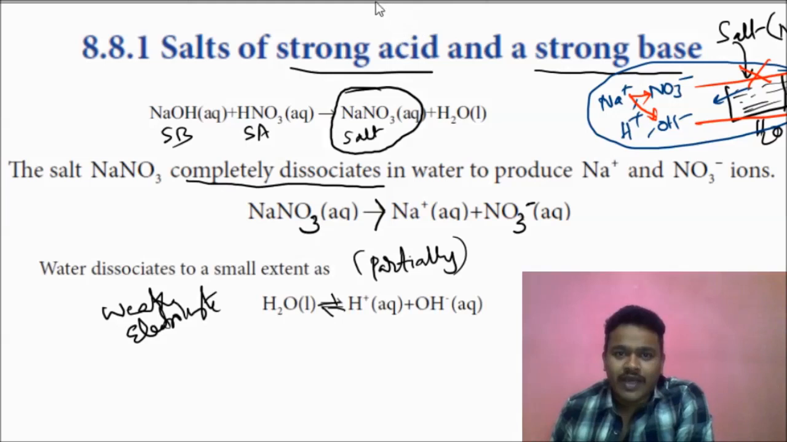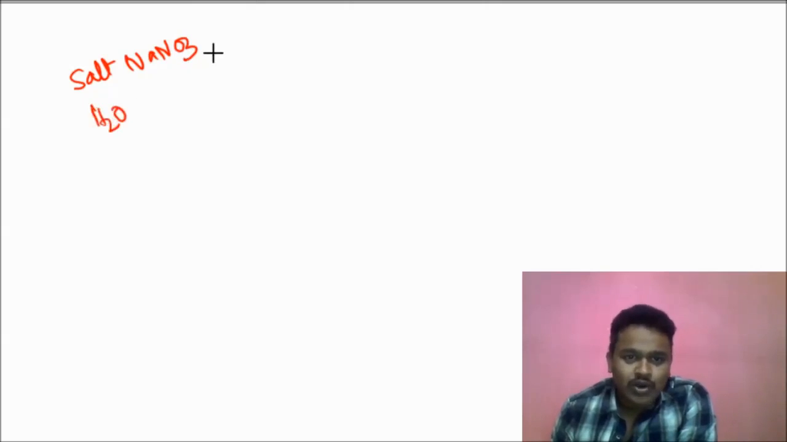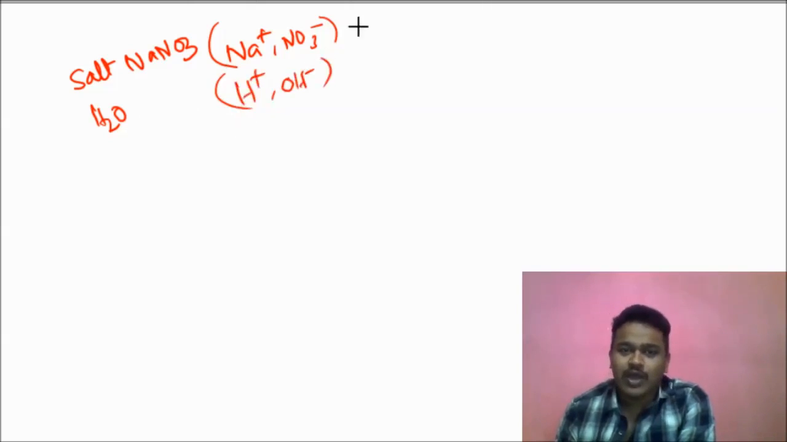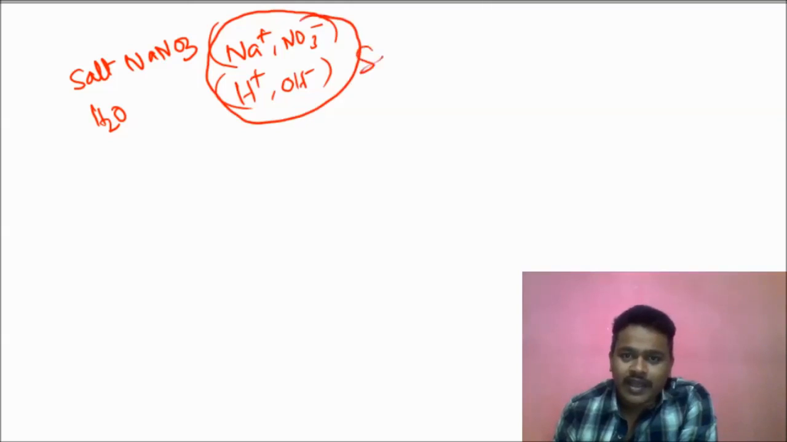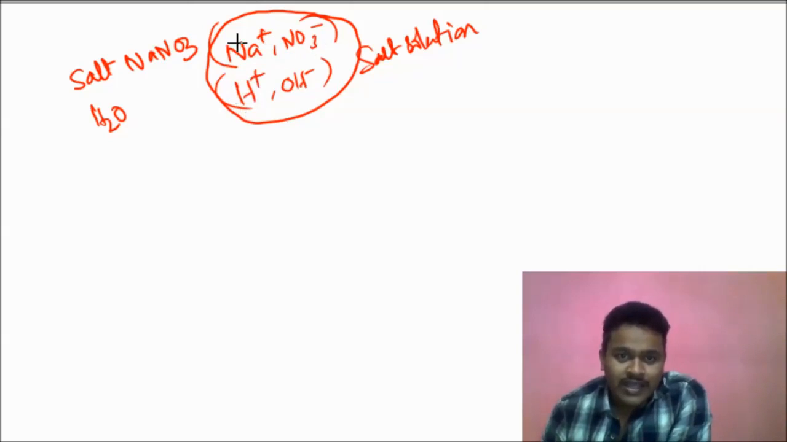Here, what are the ions that are there? I will take another page. Salt you are taking, NaNO3. Water you are taking, H2O. So what are the ions available here? Na plus and NO3 minus, and H plus and OH minus. All these ions are present in a salt solution. I am writing again because it is not clearly visible on this side. See, all the ions are there in the salt solution.